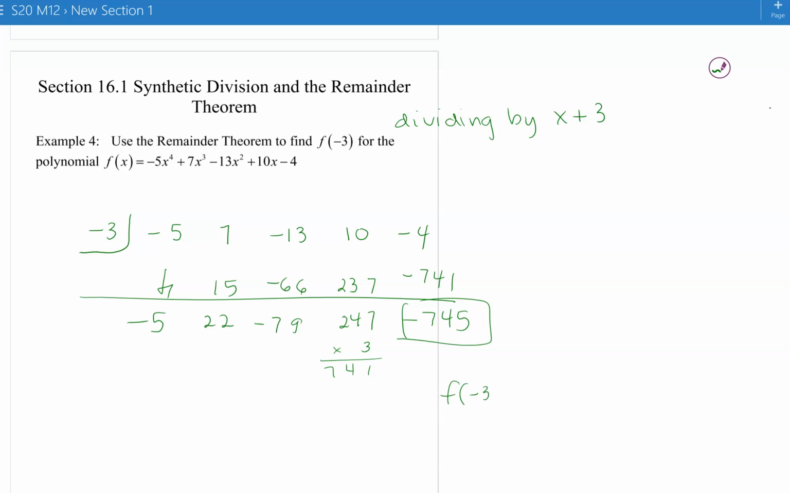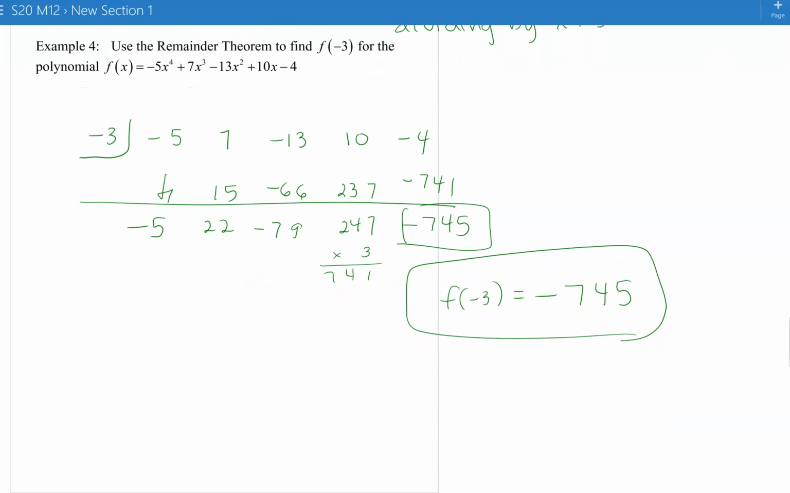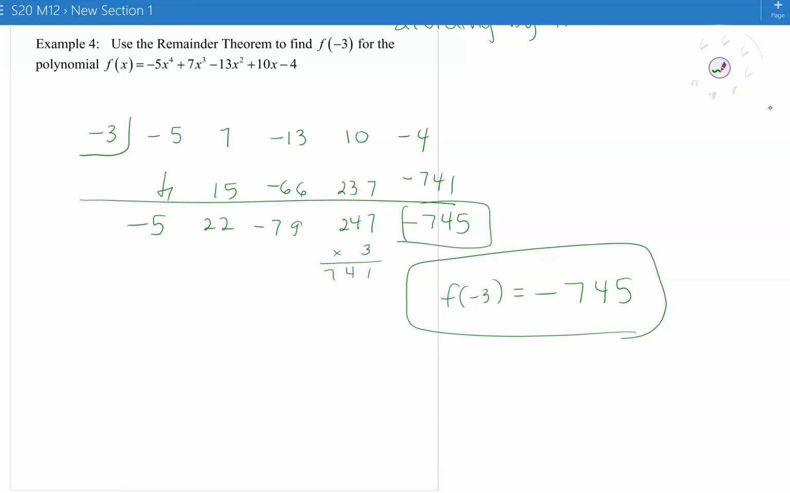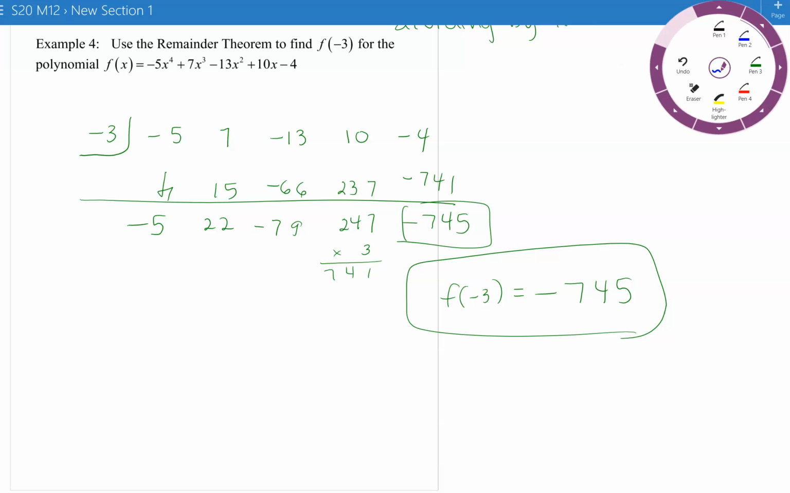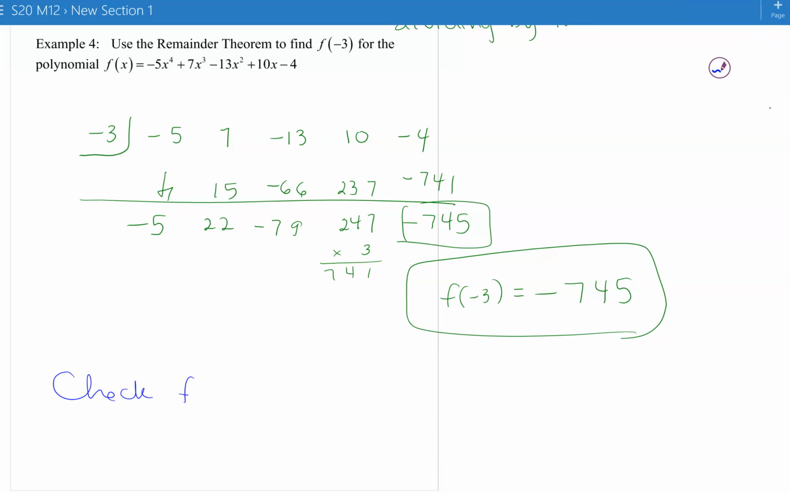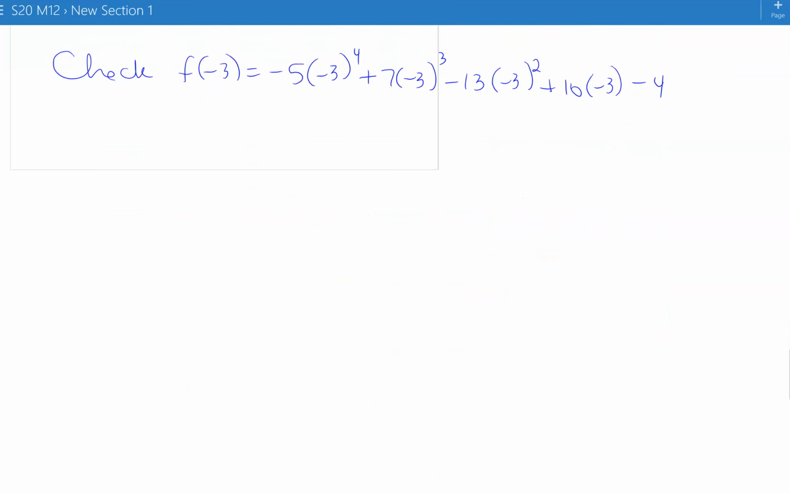So that tells me f of negative 3 is negative 745 using the remainder theorem. So if that's what the instructions say, you must do it this way. You could check by doing f of negative 3 the old way that you know. And you'll get the same result, but I actually think the synthetic division's a lot easier. So let me know if you have any questions.